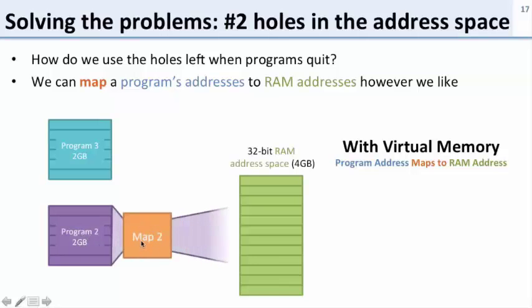Here's program 2's map, and as we saw, program 2 was mapped into the middle chunk of memory here. But with virtual memory, we can map program 3 wherever we want. So here's program 3's map. We're going to take the first part of program 3, and we'll map it up here.